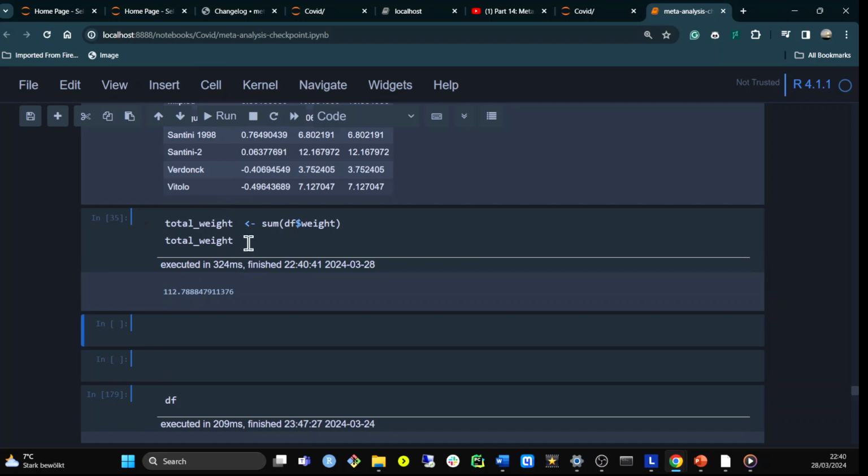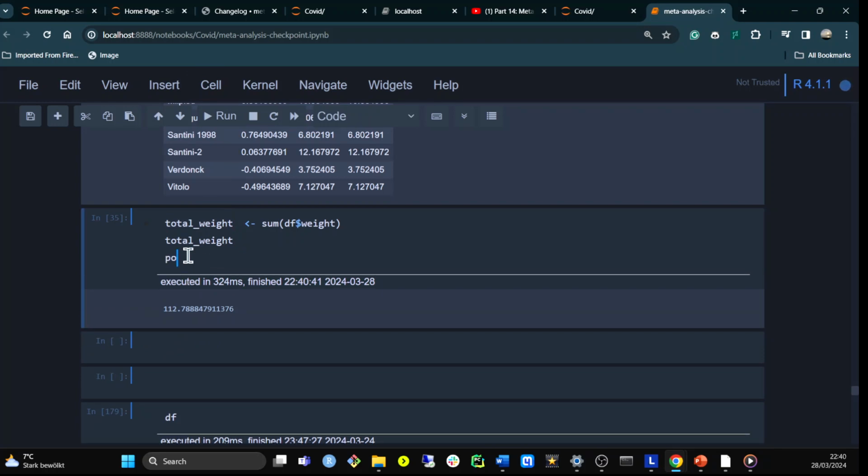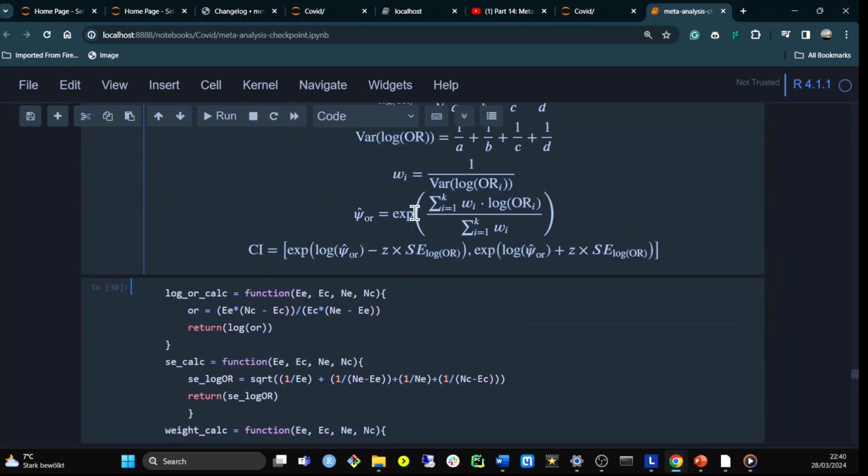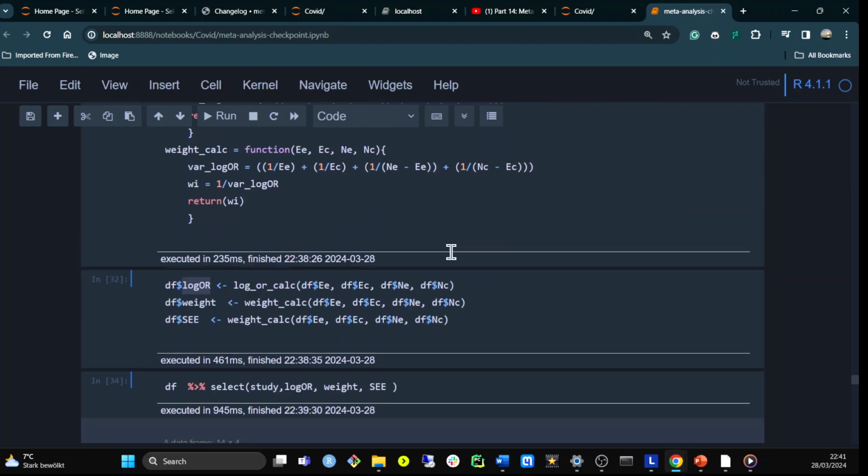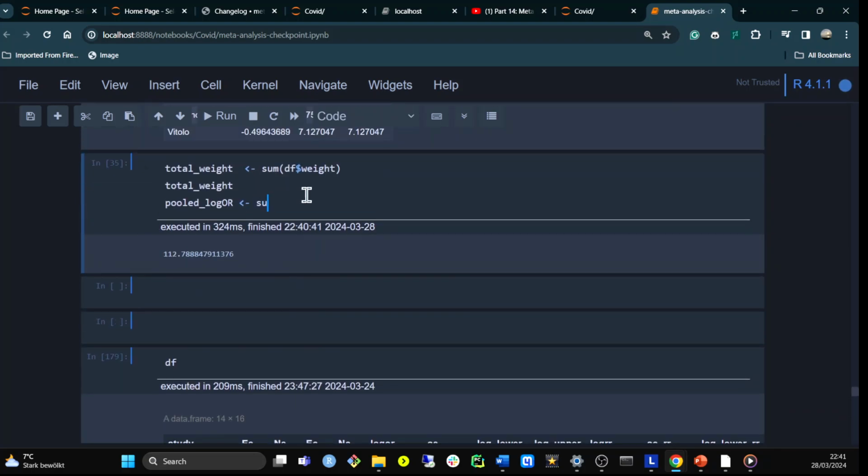Here I have the total weight now, and the next thing I want to do is the pooled log odds ratio. It is calculated by this formula. You multiply each individual weight by each individual log odds ratio, take the summation, and divide it by the total weight. So the pooled odds ratio is calculated by taking the sum of df weight times df log odds ratio, then dividing by the total weight. We already have the total weight, or we can simply use this one here.